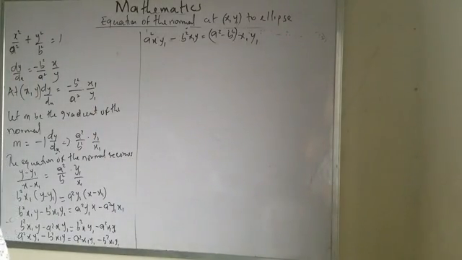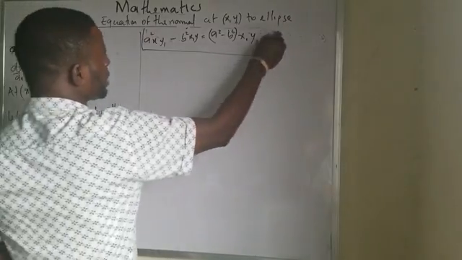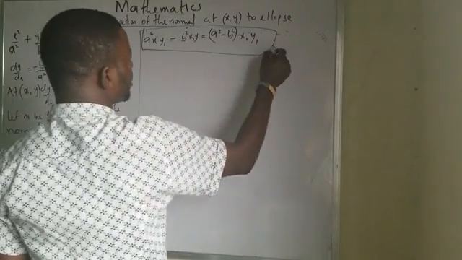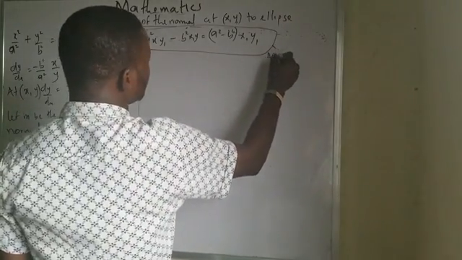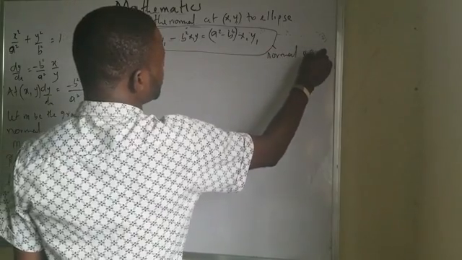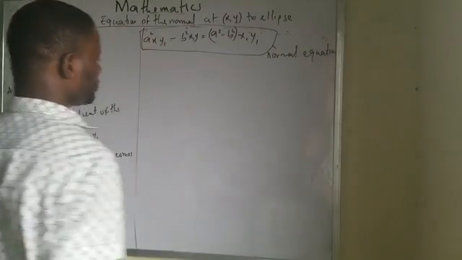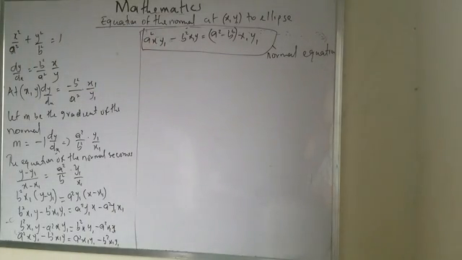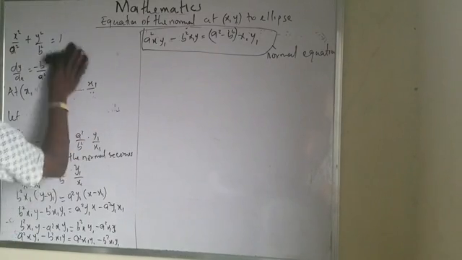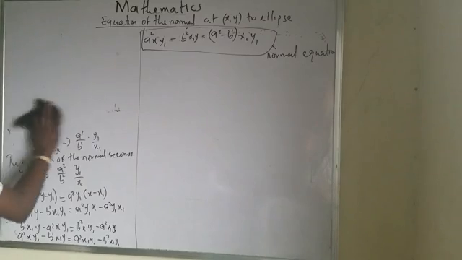That is the equation now of the normal. That is the equation we are talking about. That is normal equation. Now, that is normal equation. With this, let me try to give one or two examples that will help us to understand this very well.